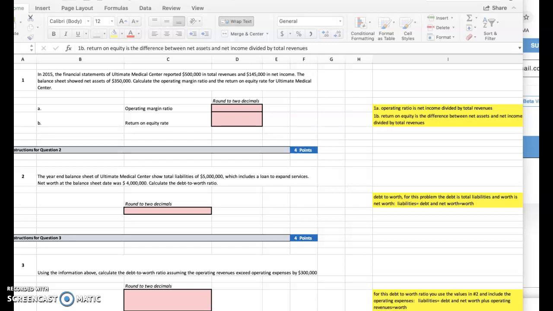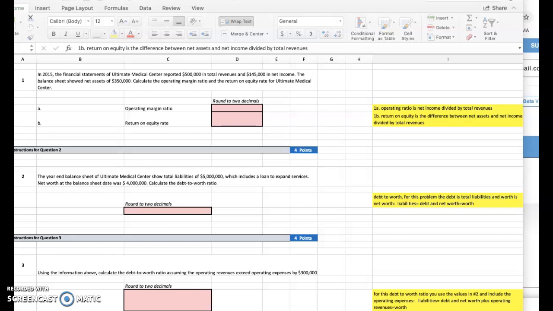So anytime you see the word ratio, you should think that you're dividing something. Sometimes you have to calculate the top number in your division problem, and sometimes you have to calculate the bottom number, the denominator. So for the first one, you're looking at an operating margin ratio. And if you look in your textbook for this week, it discusses how the operating ratio is net income divided by total revenues. So that's what you're going to look for in problem 1, is to find those amounts and then use those to calculate the operating margin ratio.